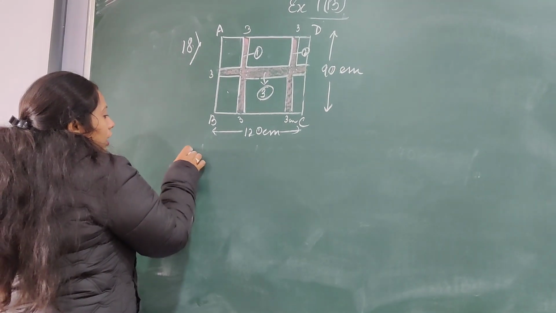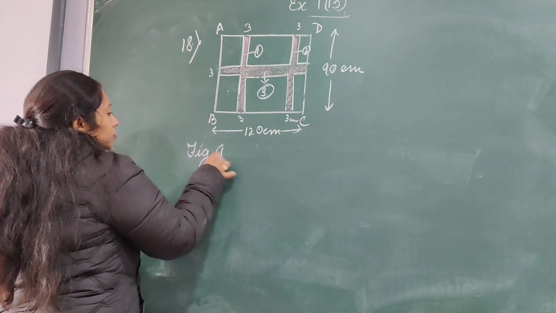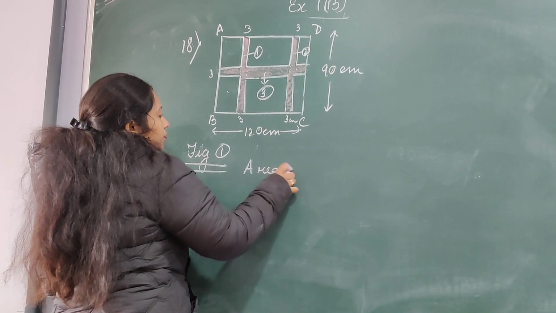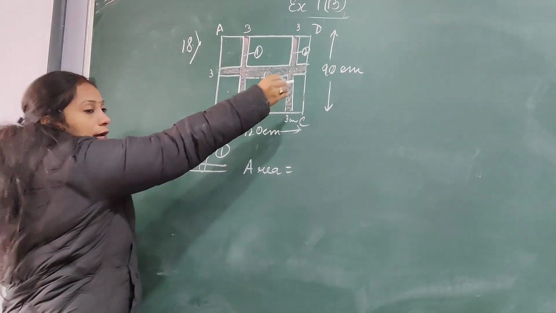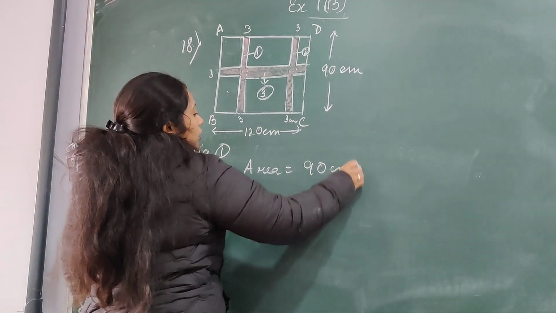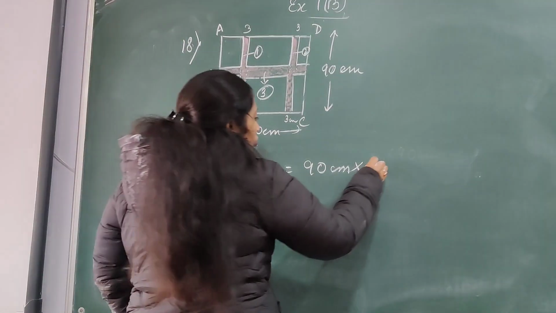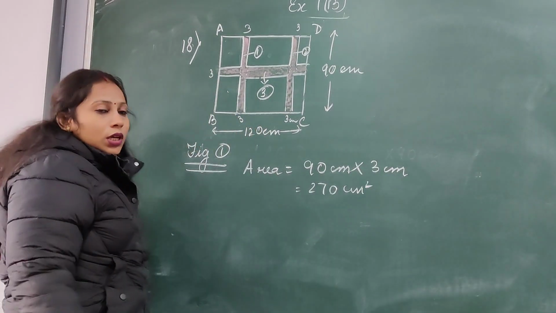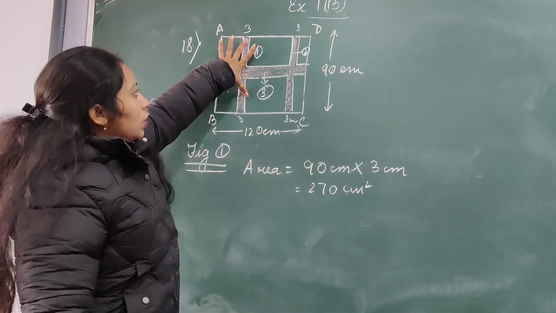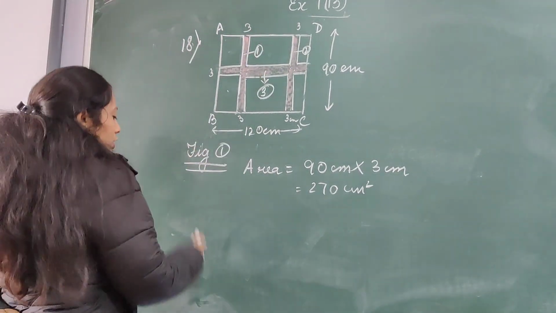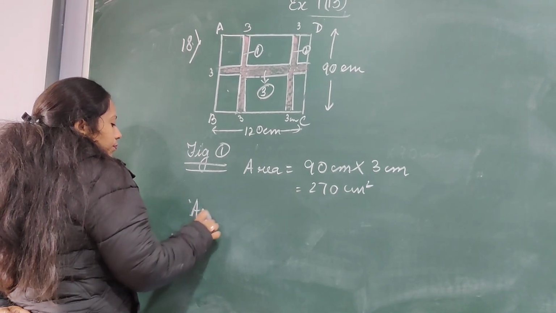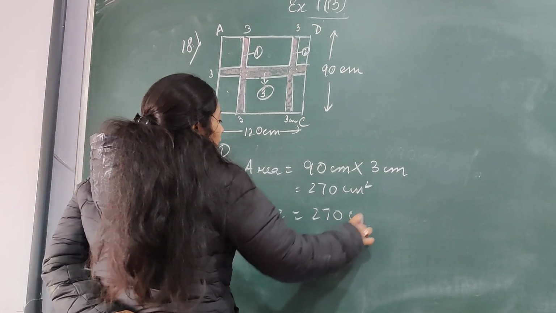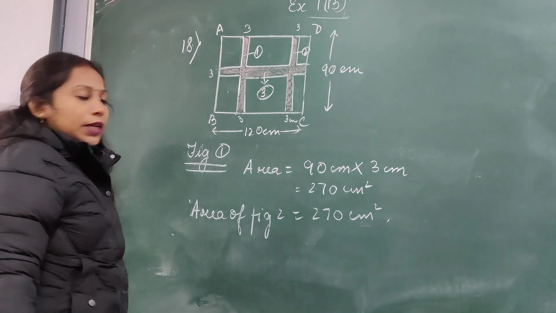So let's find out the area of the shaded region 1. What will be the area? Area will be, this total length is 90 centimeter and this breadth is 3 centimeter. So we got 270 centimeter square. Now the area of figure 1 and area of figure 2 will be the same, so we can write area of figure 2 as 270 centimeter square. Without calculating we can directly write.